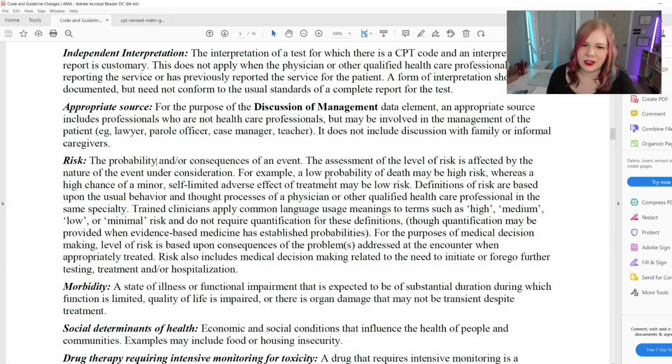The definitions of risk are based upon the usual behavior and thought process of a physician or other qualified healthcare professional in the same specialty. Trained clinicians apply common language usage, such as high, medium, low, minimal risk, and do not require quantification for these definitions, although that's helpful, right? So the provider can just state it is low risk. There should also be supporting clinical decisions that support that low risk as well. They can't just say that something is high risk but not have the documentation that would support that decision of it being high risk.